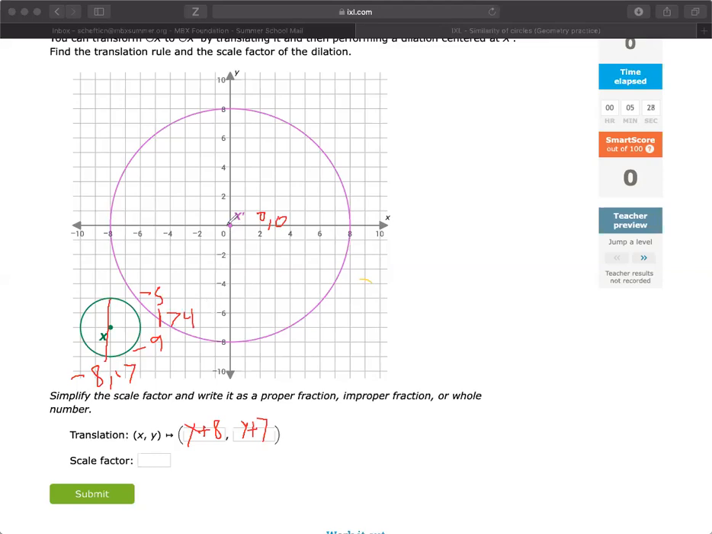Then I'm gonna look at the same thing in my image, where it's going to. It goes all the way down to -8, and then all the way up to +8. So that distance is gonna be 16. This is going to enlarge, so I'm going from 4 to 16. So what am I multiplying that by? 4 times what is 16? That's gonna give me 4. So my scale factor should be 4 in this one.